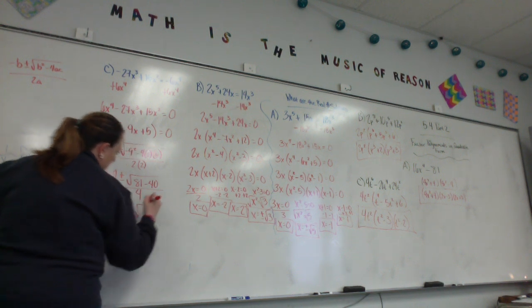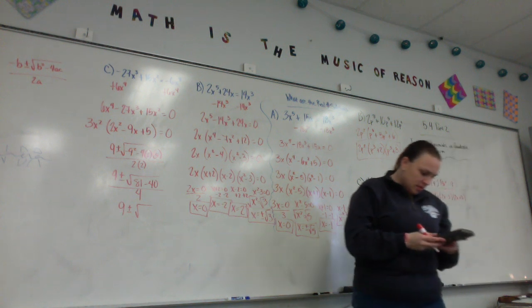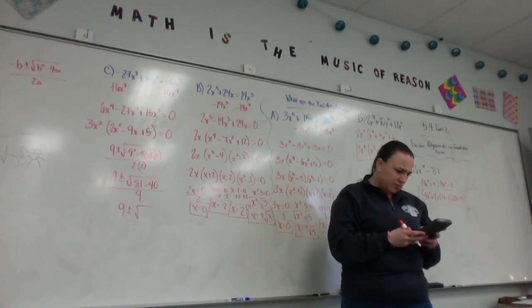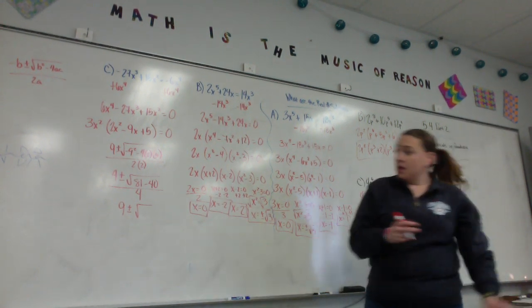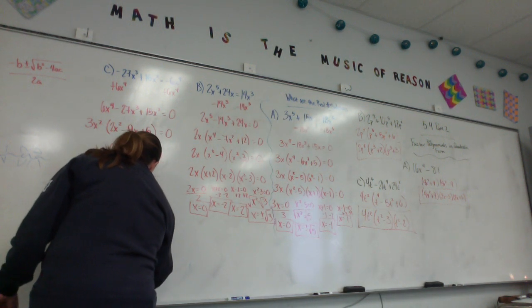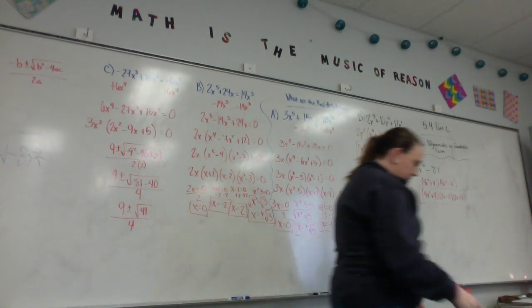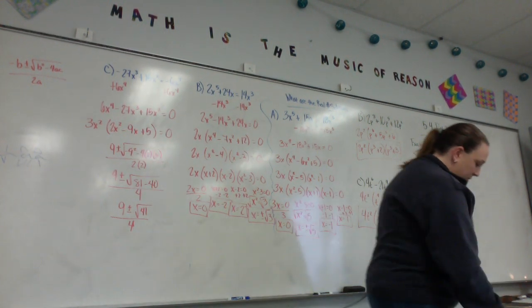So then I get 9 plus or minus. What is 81 minus 40? It should be 41, right? 41 does not have a square, correct? No. Over 4.